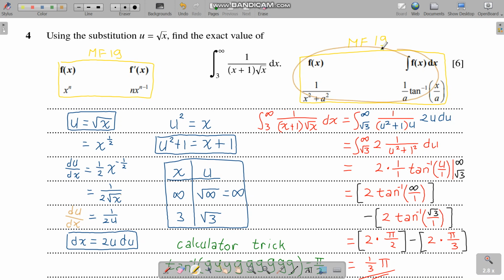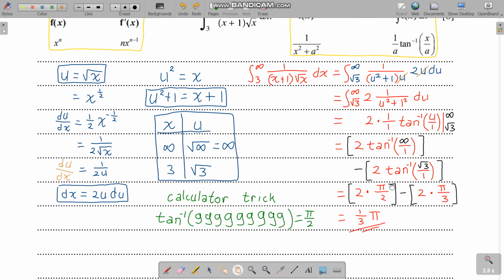Now if you look at the MF19 formula here, we have 1 over x squared plus a squared. That's what we're going to use here. So first of all, you cancel out, so you still have 2 times something. And just to be clear, 1 is the same as 1 squared, so we have a is 1, and we replace the x in the formula with u in this case. And so we apply the formula, 1 over 1, the a is 1, inverse tangent, the x is u, so u over 1. So after using the MF19 integration formula, we get this, and we plug in the limits of integration, plug in infinity, plug in root 3, and then subtract.